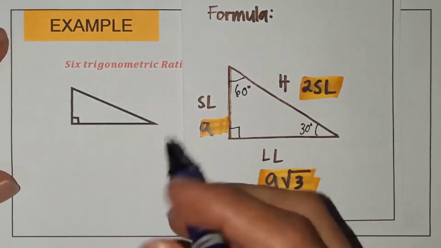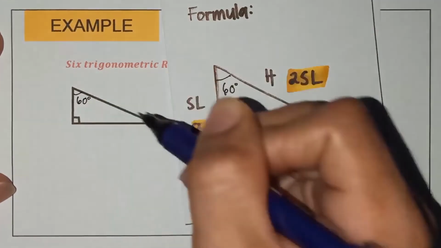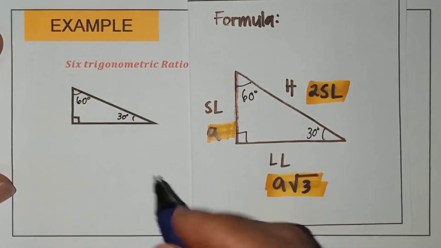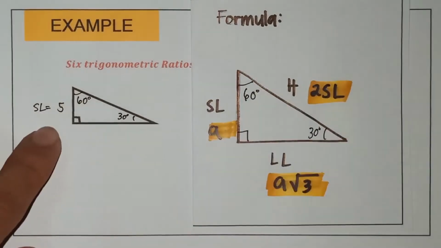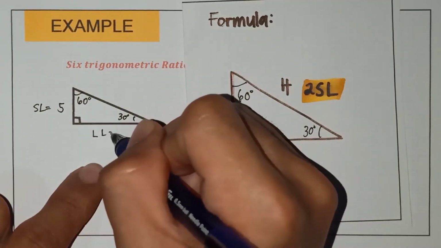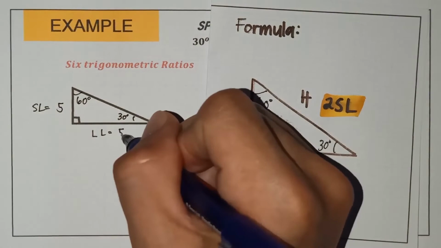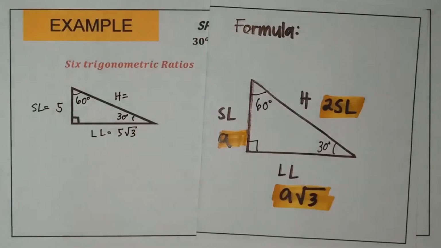So let's say, for example, this is 60 degrees, and this one is 30 degrees. Let's make 5 our shorter leg. What would be the longer leg? The longer leg now is 5 square root of 3. How about the hypotenuse? That is 10.